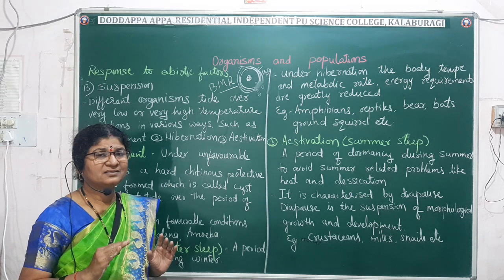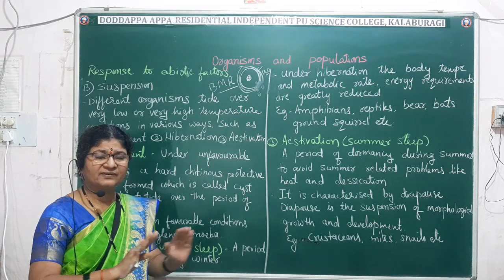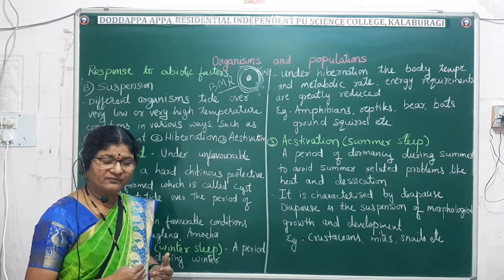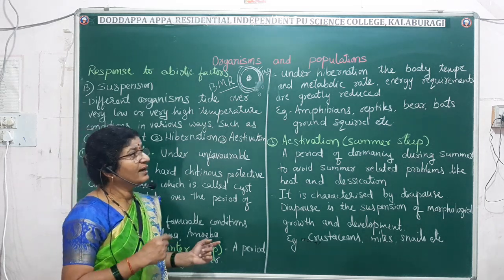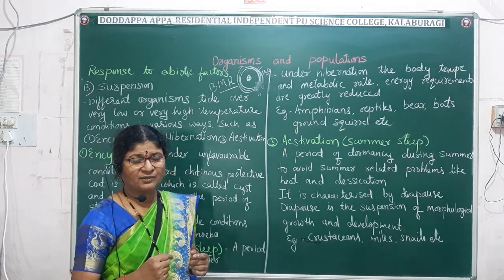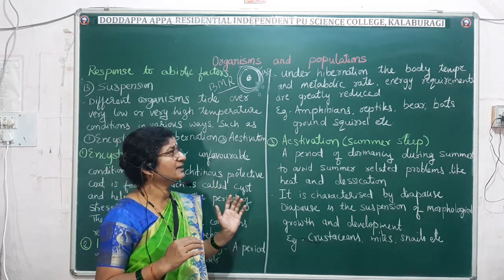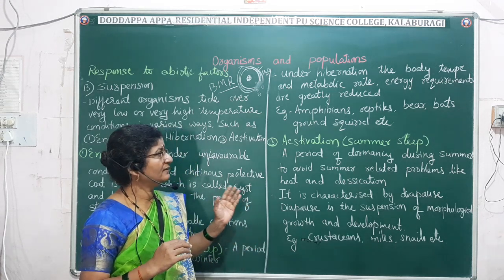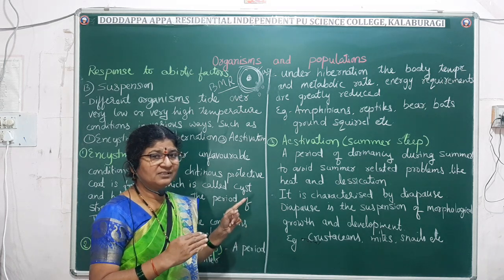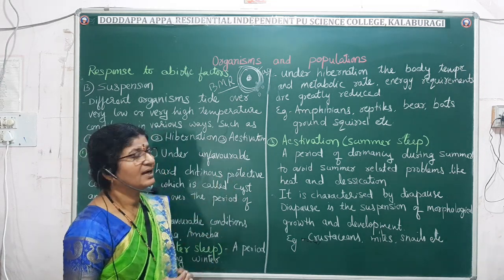But you will not see other general activities like foraging. You will not see the reproductive activities. All these activities are not seen. Such inactiveness during the winter is called hibernation. Under hibernation, body temperature, metabolic rate and the energy requirement of the organism get highly reduced. This you will see in certain amphibians, reptiles, bear, bats, ground squirrel. You will not see these animals during winter because they undergo the inactive period. So that is about the hibernation.